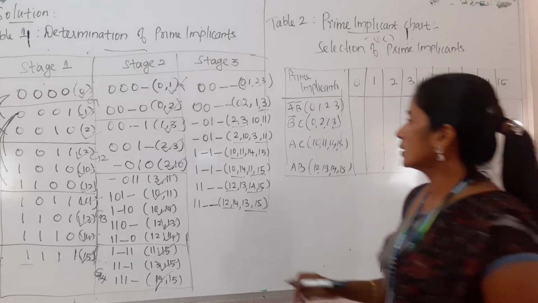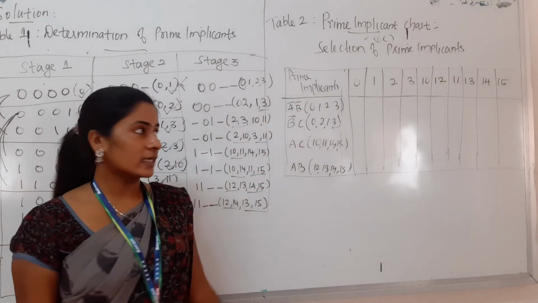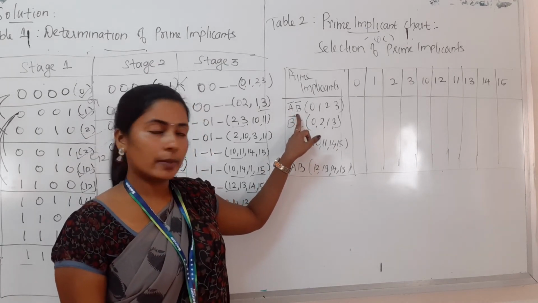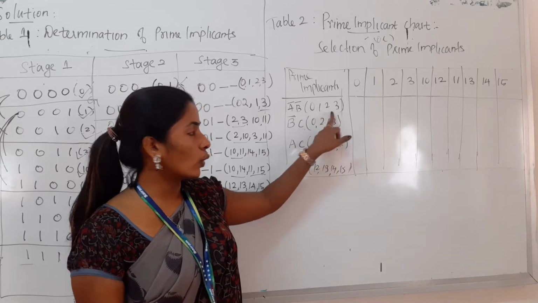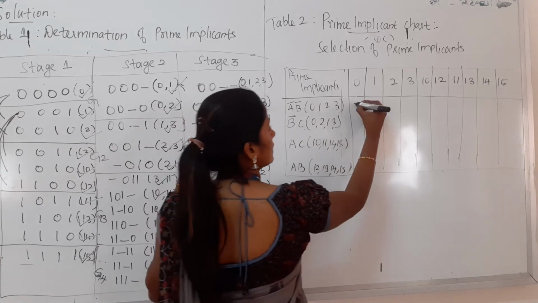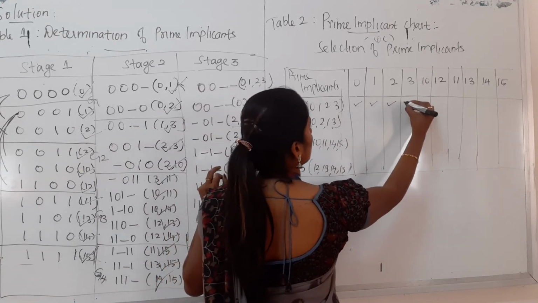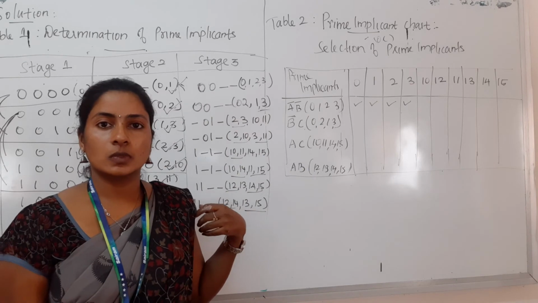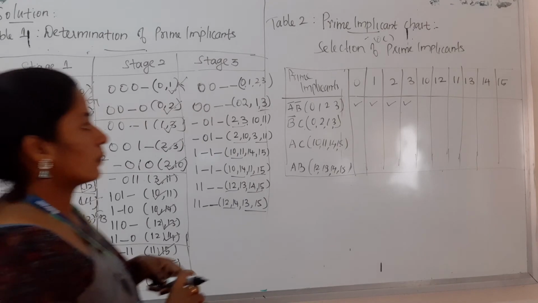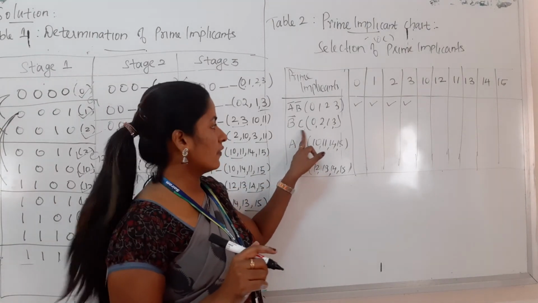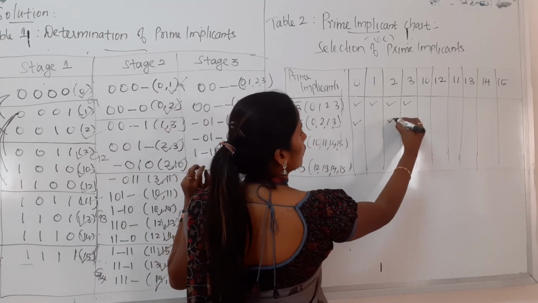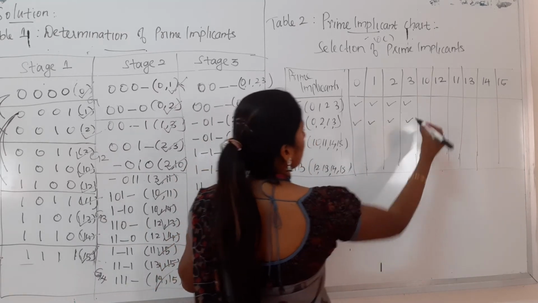Now, next. See next what I am going to do. A bar, B bar. This prime implicant covers all these 4 min terms. So all these 4 min terms should be ticked: 0, 1, 2, 3. Okay. Next, B bar, C. This is covering 0, 1, 2, 3.